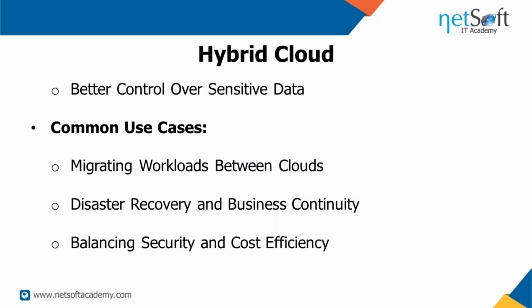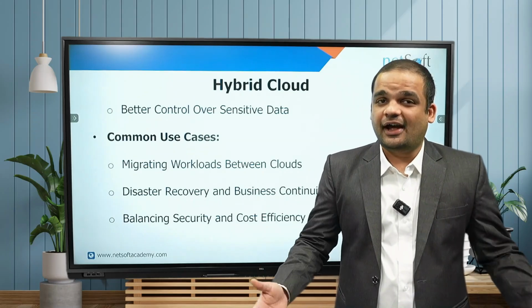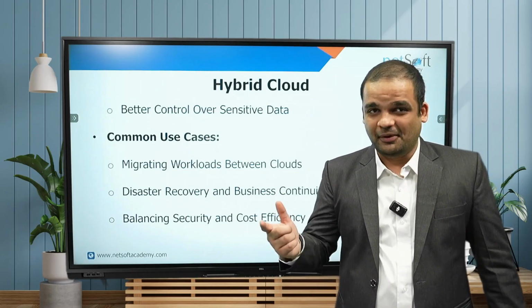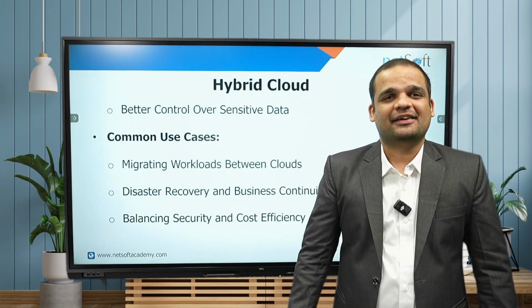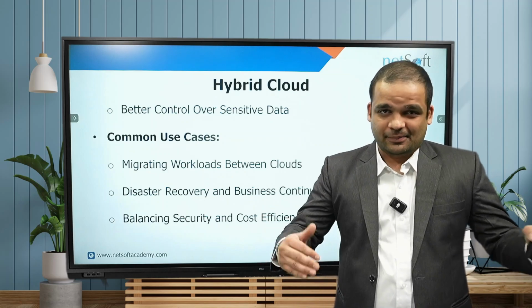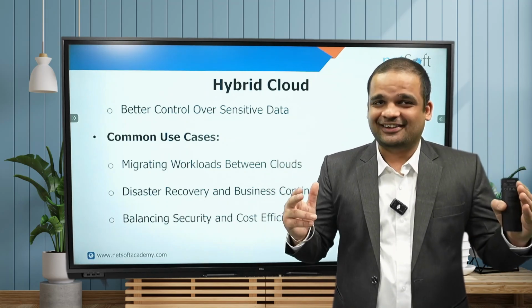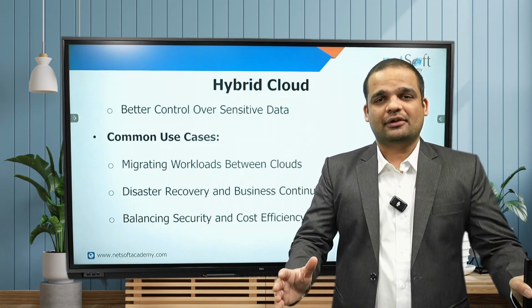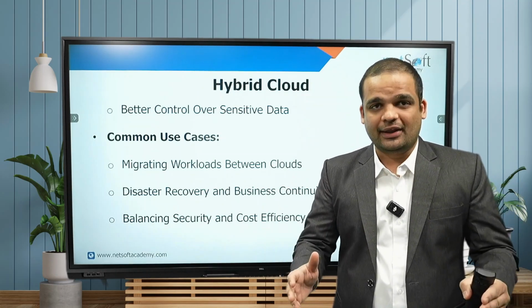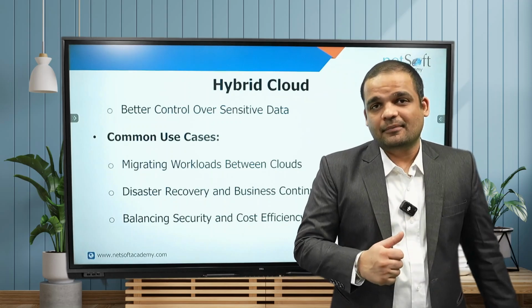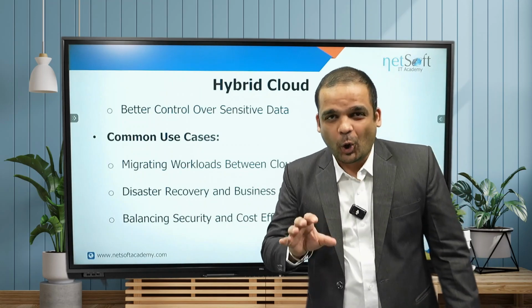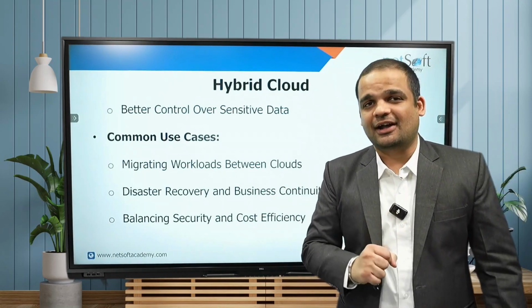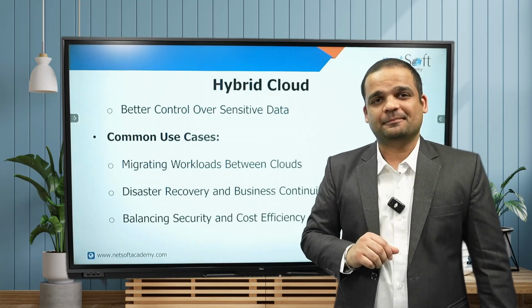DR and business continuity: ensuring business continuity by replicating critical data and applications across both environments, remember? Balancing security and cost effectiveness. So, again, it's a repetition so that it goes in your head. That hybrid model gives you the best balance between good security and good cost savings. So I hope now you know that hybrid cloud is quite a famous model.